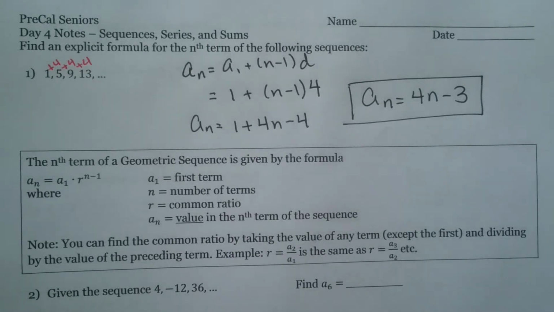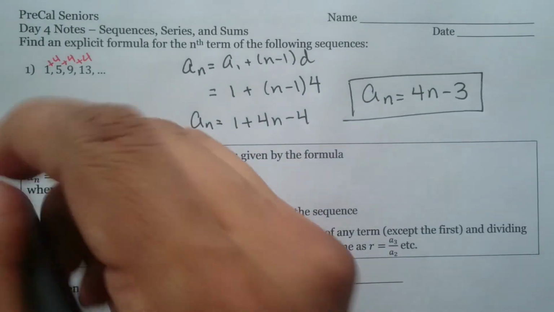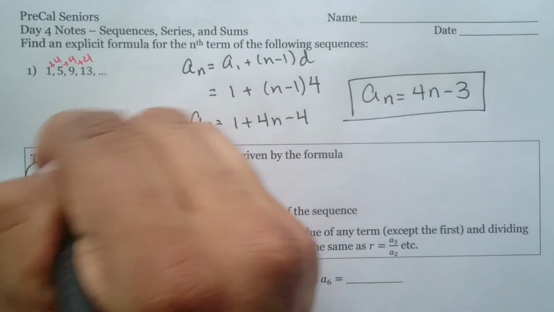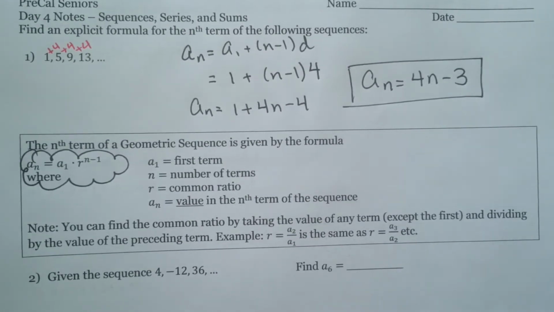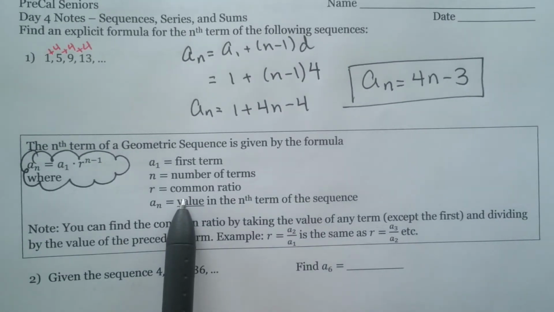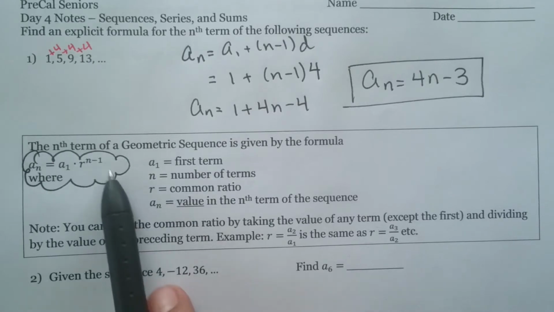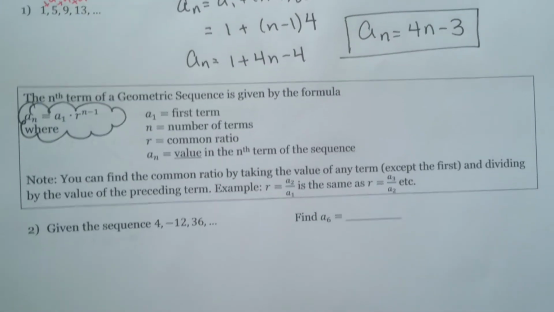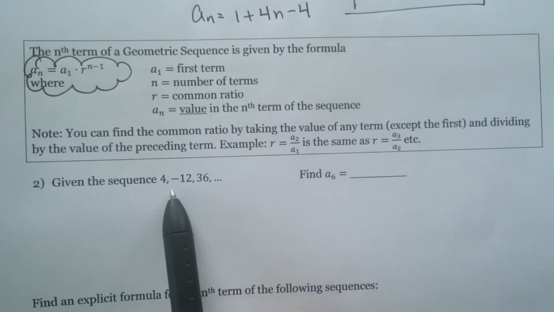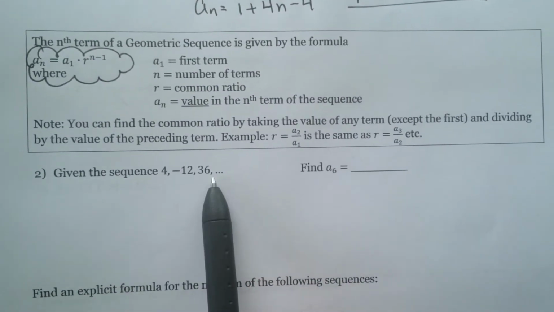Now, what we're going to introduce today is geometric sequences. So we have a brand new formula here, which almost looks exactly the same, but instead of it having a common difference, we have a common ratio. And since we're multiplying, we're going to have exponents involved here. So let's dive right in. Given this sequence 4, negative 12, 36, let's write an explicit formula.